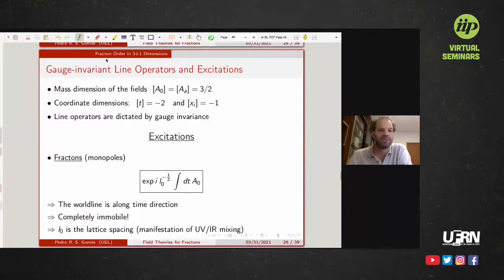The next step is to use the gauge structure to study the gauge invariant line operators. I think it's useful to start with a simple dimensional analysis, and this is a non-relativistic theory. So the typical dimensions of spatial coordinates and time are different, and remember that the line operators are dictated by gauge invariance. Now we can construct the line operators. The first one is a line operator.